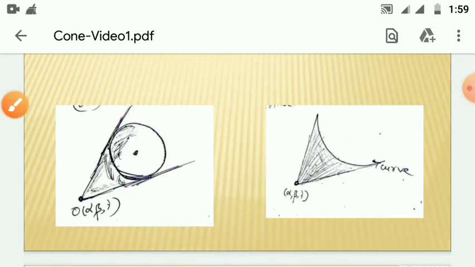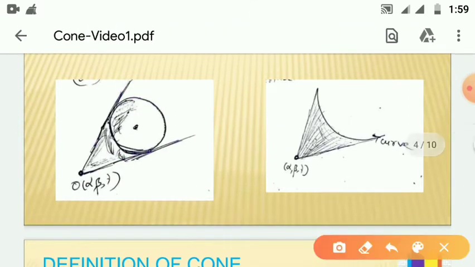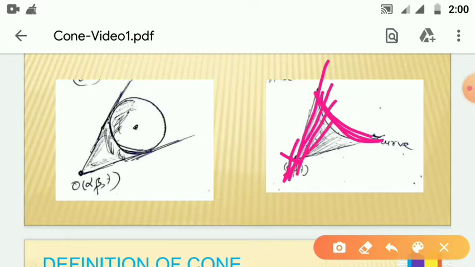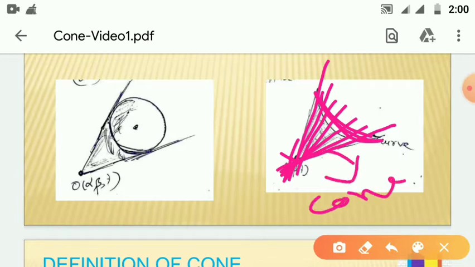This is one case. In another case, we take a fixed point alpha, beta, gamma, and we take a curve. We draw straight lines passing through this fixed point and intersecting the curve like this. All these are straight lines passing through this fixed point and intersecting the curve. All these form a surface. In this case also, this surface is called a cone.